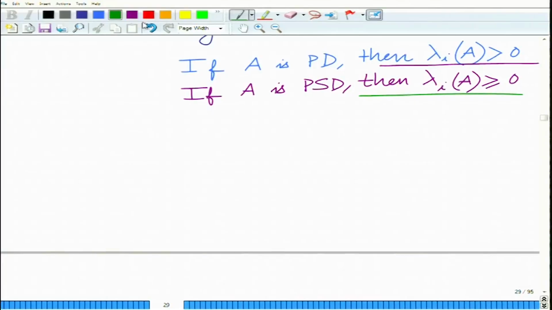Again, let us verify this property on the previous example. So, let us look at A. Again, let us look at the example.